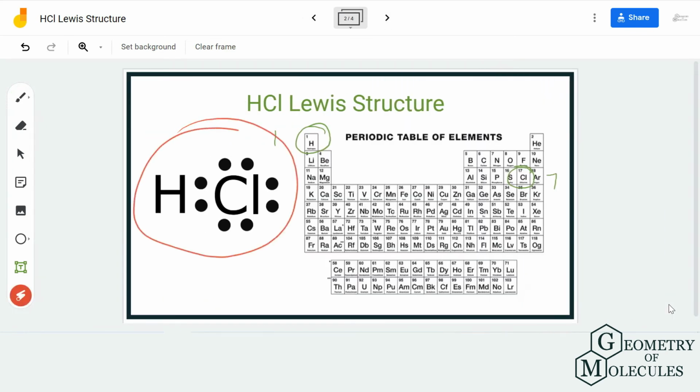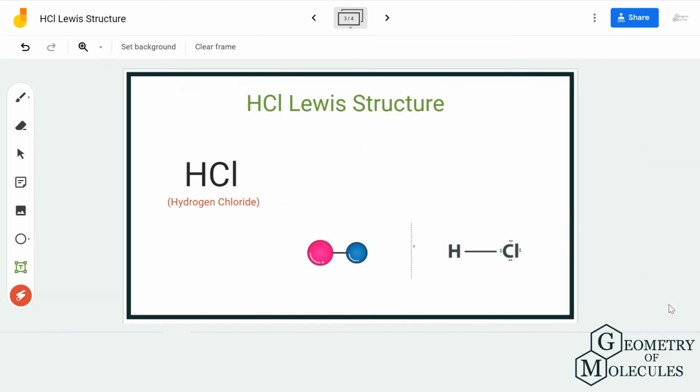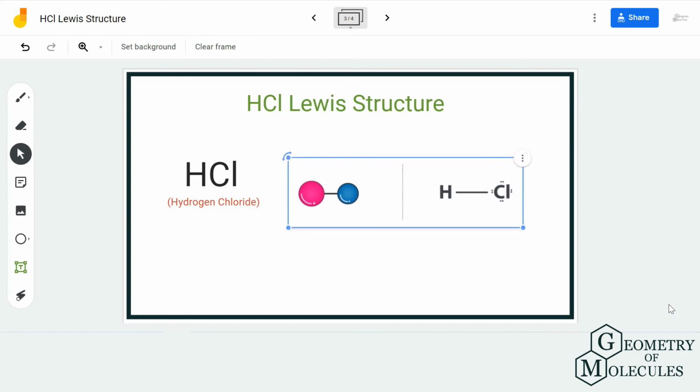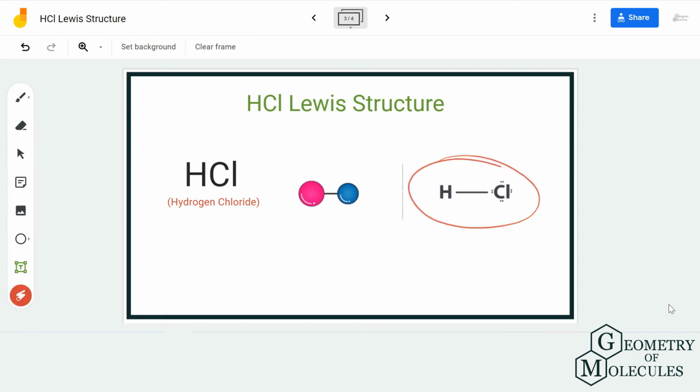So forming a bond between hydrogen and chlorine atoms helps both these atoms complete their outer shells, because hydrogen has 2 valence electrons in its outer shell now, and chlorine has 8. So this way both these atoms share electrons, form a bond, and complete each other's outermost shell. So this is the Lewis structure of HCl. It is quite simple, and I hope this video helps you to understand that.